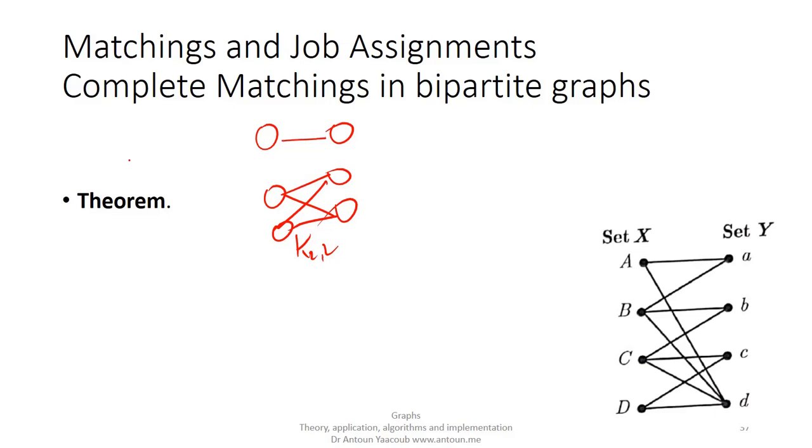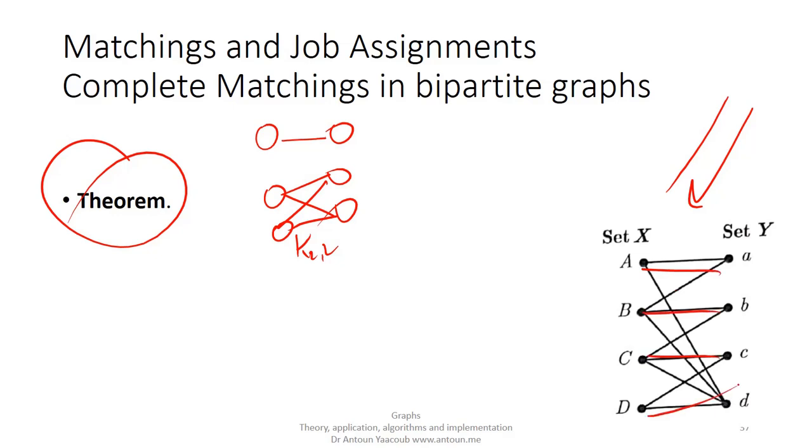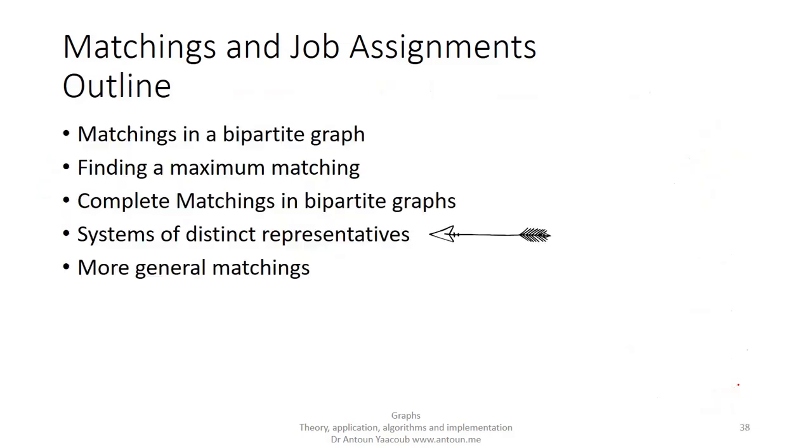So we have a theorem here that if a bipartite graph is regular, then obviously it has a perfect matching. In this case, this is not a regular bipartite graph, so the converse is of course false. As shown in this bipartite graph, it has a perfect matching, so I can match it like this. However, this is not a regular graph. So if it's regular, it means it has a perfect matching.